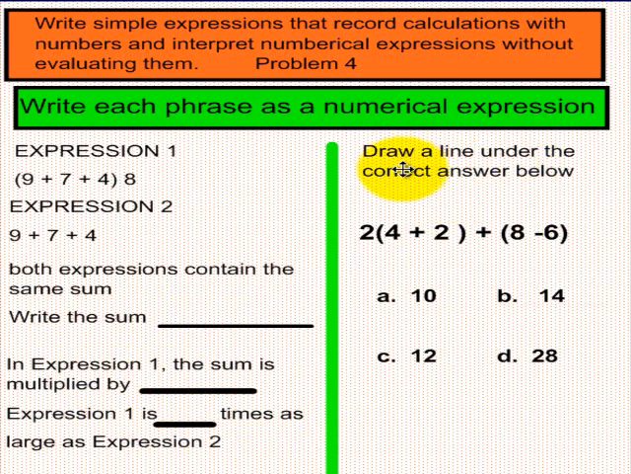Part B. Draw a line under the correct answer below. Here is the equation, and you must look at the equation, figure it out, and draw a line under the correct answer. If you would please, pick up a pen to solve these 2 problems. Do that now.